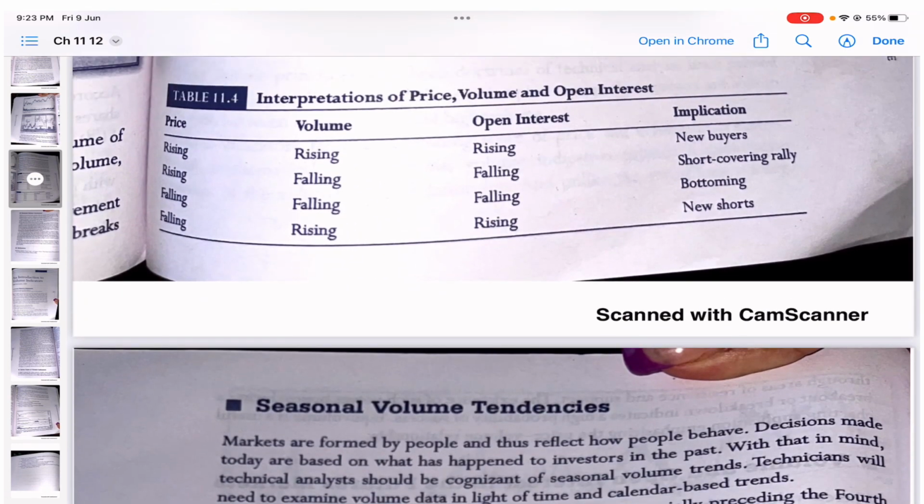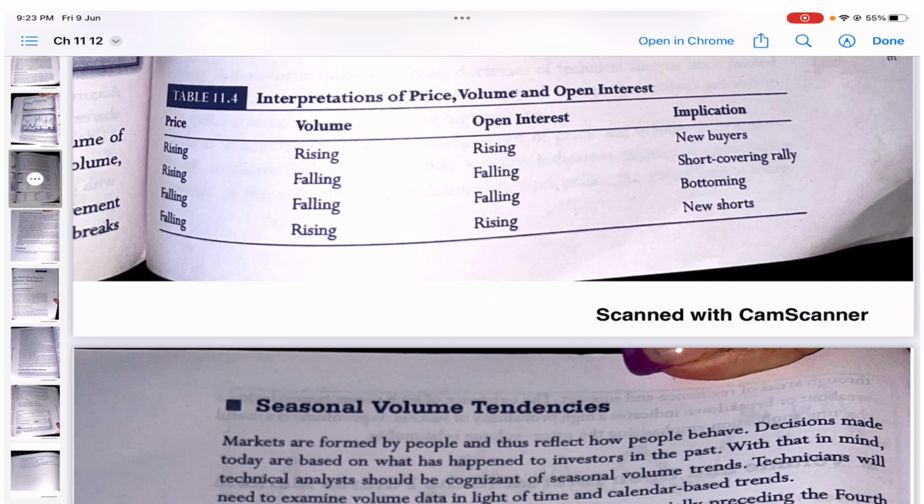Interpretation of price, volume and open interest. The price is rising, volume is rising, open interest is also rising. That means new buyers are coming into the market. The price is rising, the volume is falling, the open interest is falling. That means it is a short covering rally, right? Because the price is increasing, but there is no volume in it.